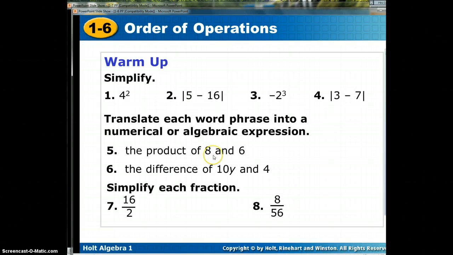Okay, I want you to take a few moments, put it on pause, and do these problems, and then we'll quickly go over the answers to these. Put it on pause. Ready, go. When you get done, come back. Okay, we're back. Here we go now.